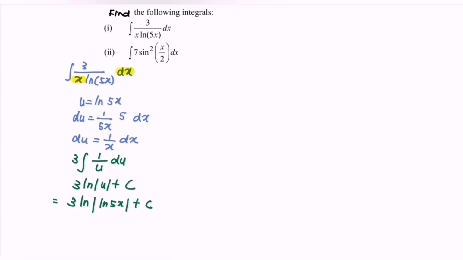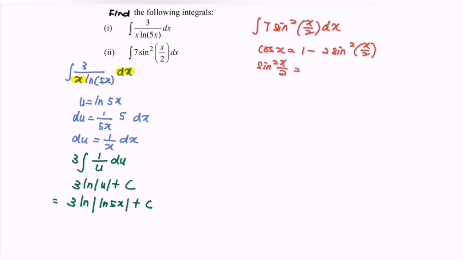Next, continue. We have the integral of 7 sine square, bracket, x over 2 dx. For this case, my suggestion will be to refer to the half angle formula. So cos x is equal to 1 minus 2 sine square x over 2. Kindly rearrange the situation and express sine square x over 2 as the subject. So sine square x over 2 is equal to 1 minus cos x over 2.